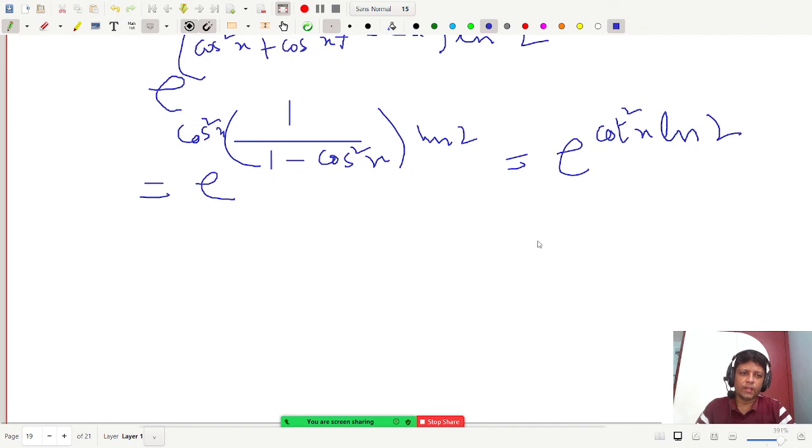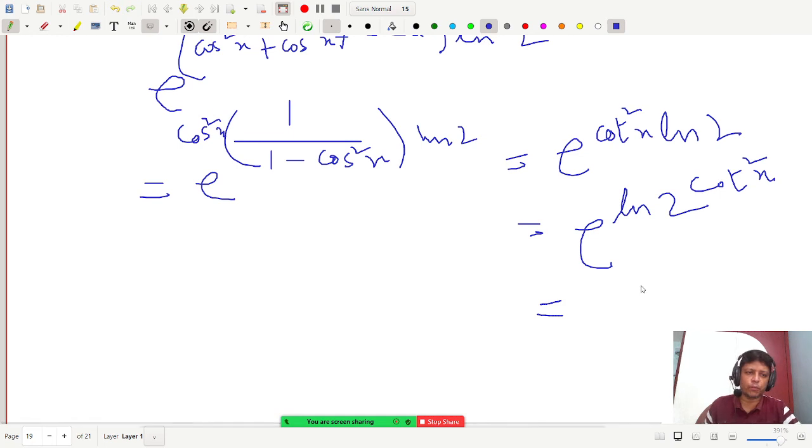And you can write this as e to the power ln2 to the power cot square x. And e to the power ln, using the properties of log, will be simply 2 to the power cot square x. So that is the thing, 2 to the power cot square x.